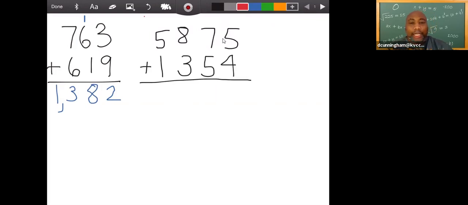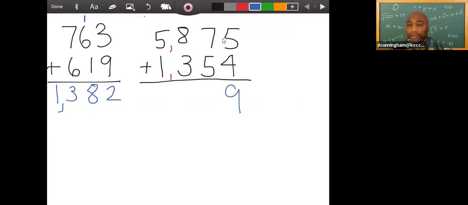Now let's look at another example that I've placed on our whiteboard. We're looking at 5,875 plus 1,354. Again, to add, we're going to start with the ones, and then we're going to move over to the tens, hundreds, and the thousands place. So let's get started. Let's start with 5 and 4. 5 and 4 in this case will be 9. And so we just put the 9 under the ones place.